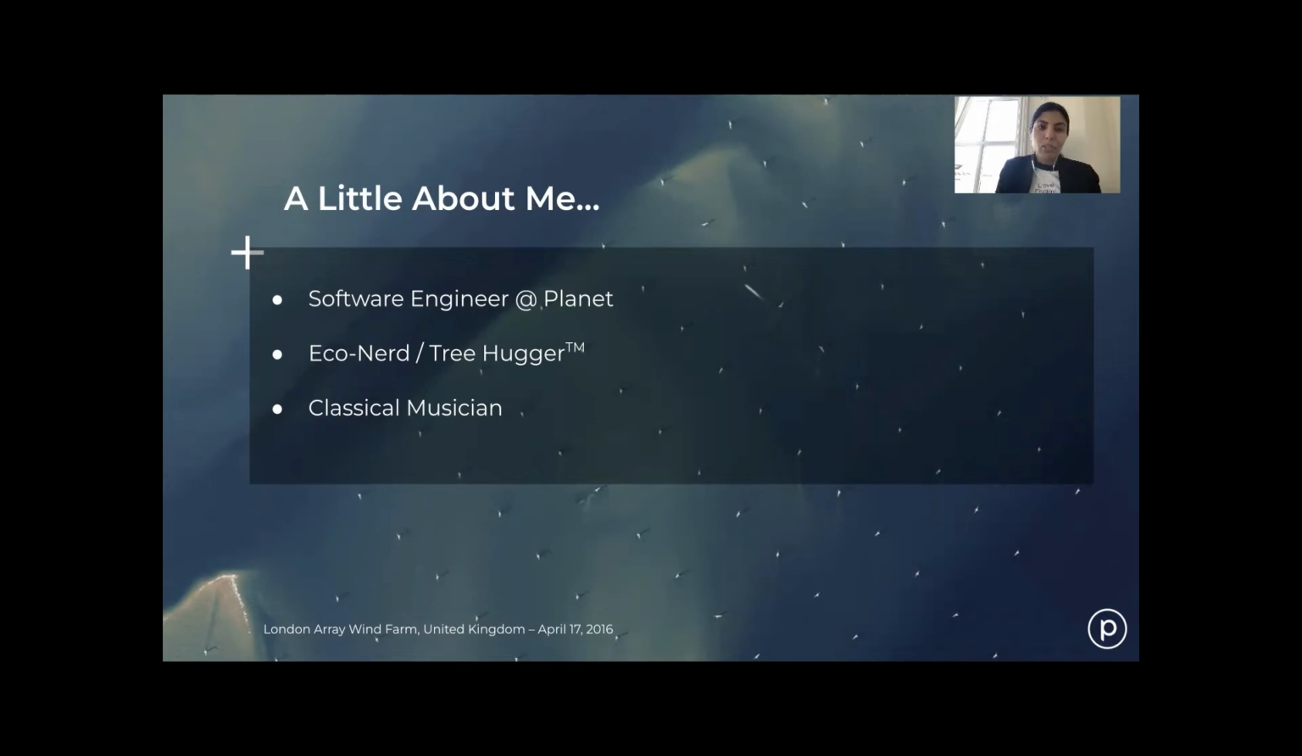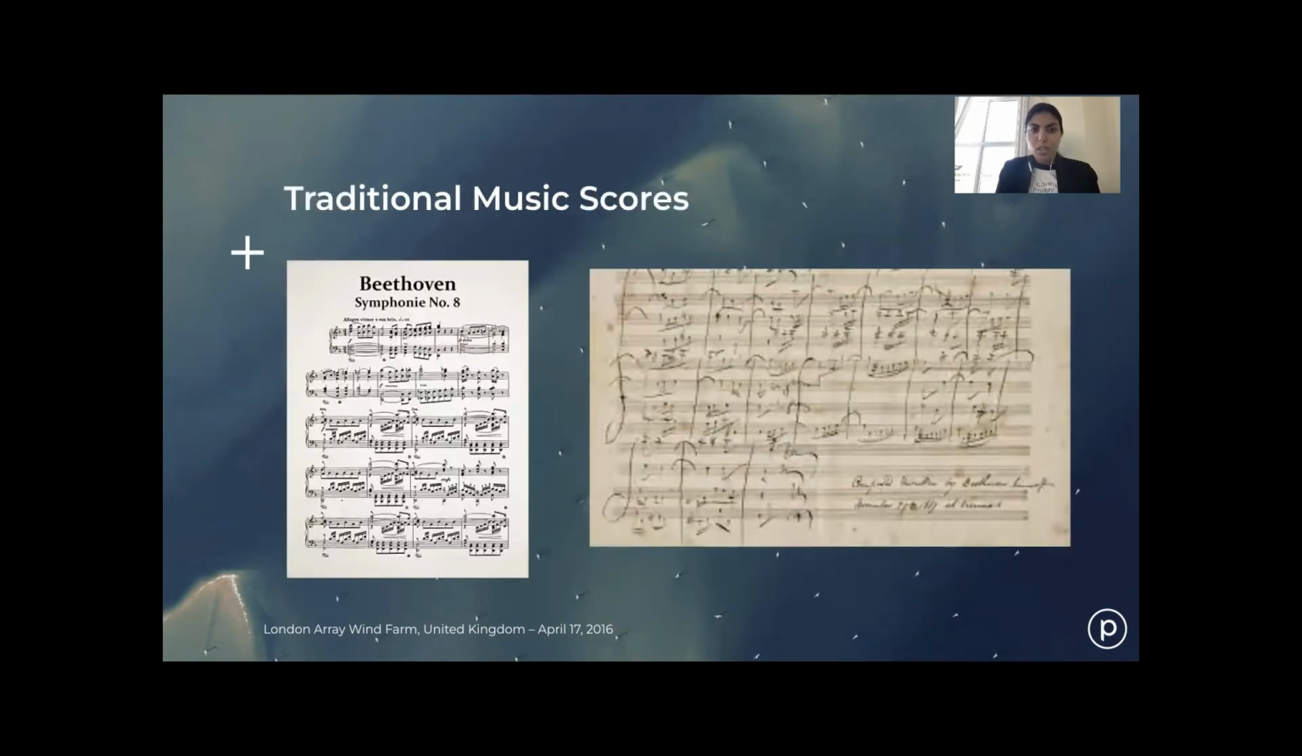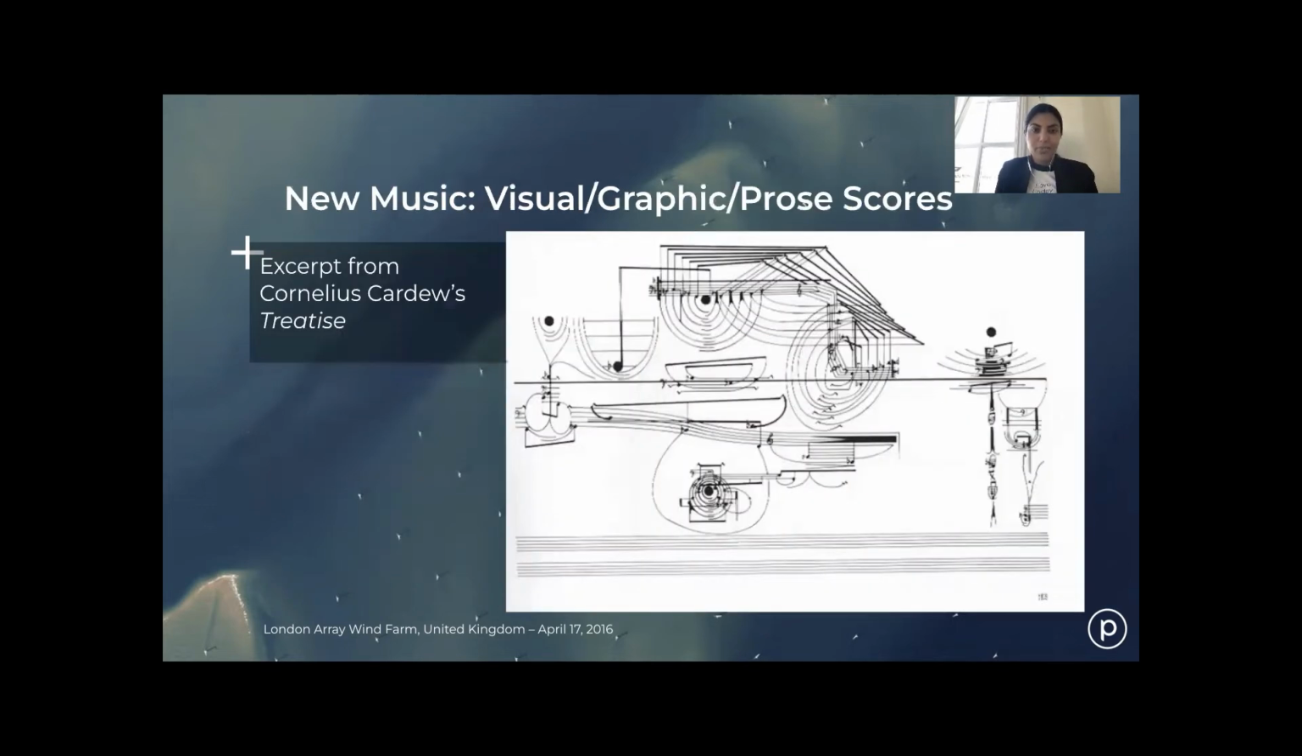As a classical musician, specifically in the Western classical tradition, a lot of the music I play looks like this. Traditional written scores with the staff. I also play a lot of contemporary music, a lot of which uses graphic scores and prose scores as a basis for improvisation. A lot of them look like this, or like this.